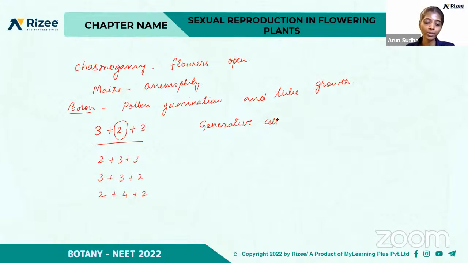Which of the following is surrounded by a callose wall? Pollen grain, microspore mother cell, male gamete, or egg. So the callose wall is present in B, that is the microspore mother cell.